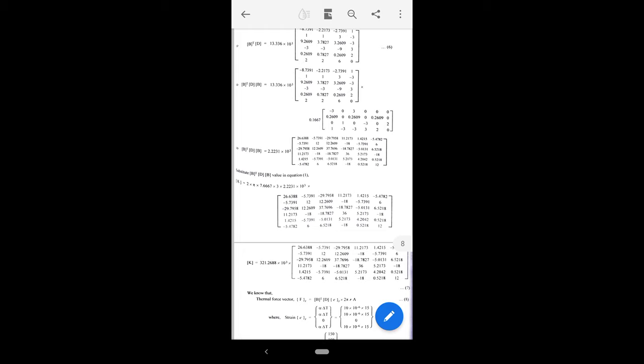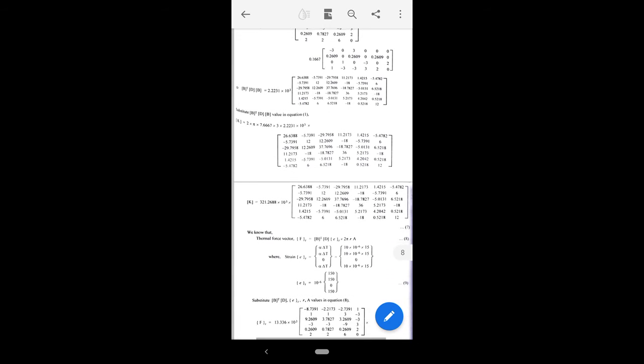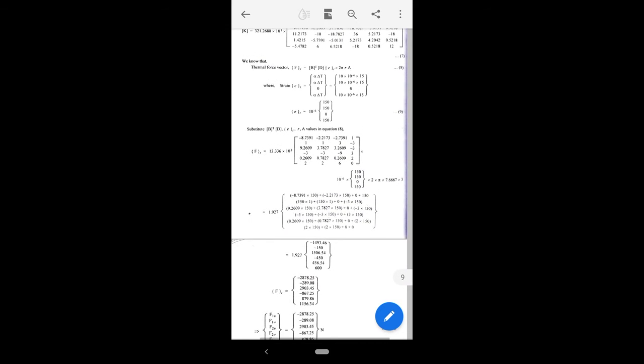After that you can substitute into the real stiffness matrix formula. 2 pi R A, where A we already found is 3, and R is the average coordinate value in the R direction, and then the matrix value. It is the K matrix. Now we are discussing the thermal force vector. The thermal force vector formula is here.